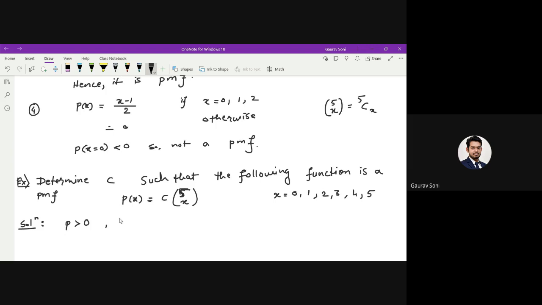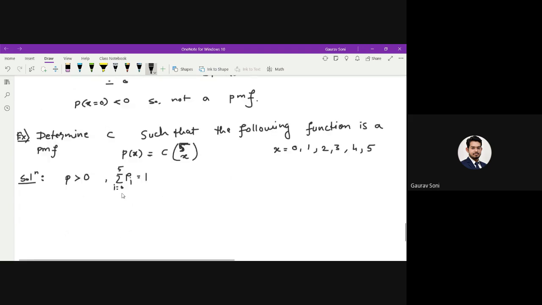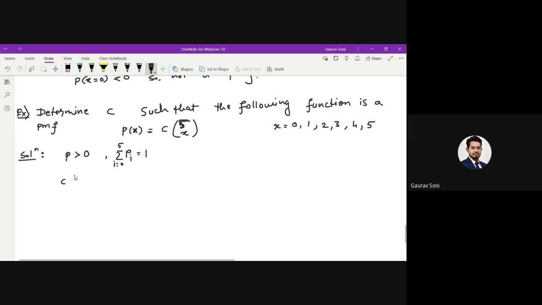P_i is of course greater than 0, the first condition, and the other one is that summation P_i has to be equal to 1. Summation P_i, in this case, i is running from 0 to 5. So what we will have is C in bracket 5C0 plus 5C1 plus 5C2 plus 5C3 plus 5C4 plus 5C5. This has to be equal to 1.